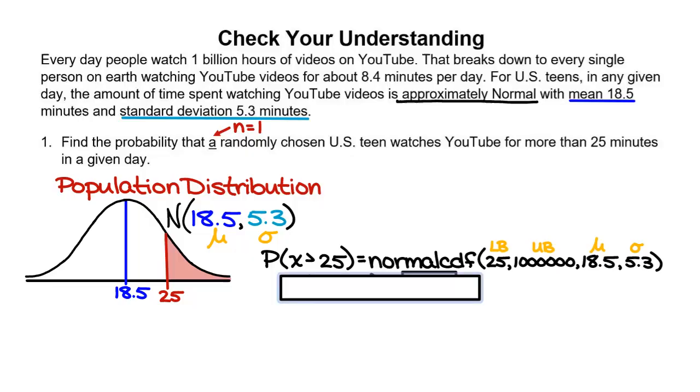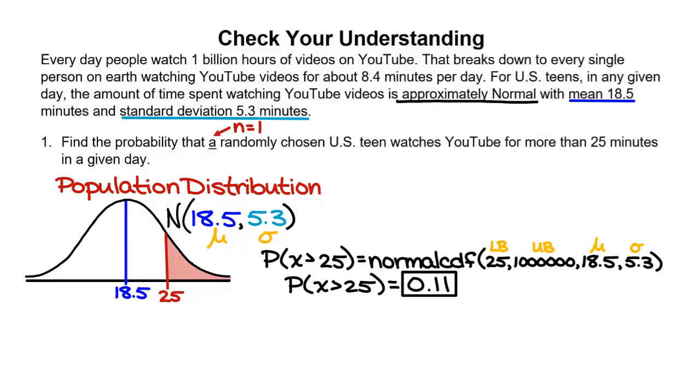All right. What did you get for the probability that they watch for more than 25 minutes a day? You said 0.11? Yep. 0.11. All right.